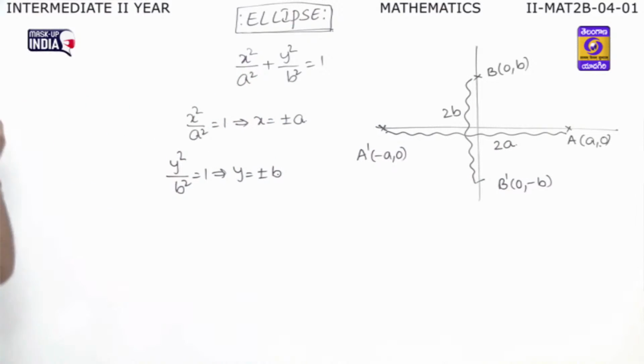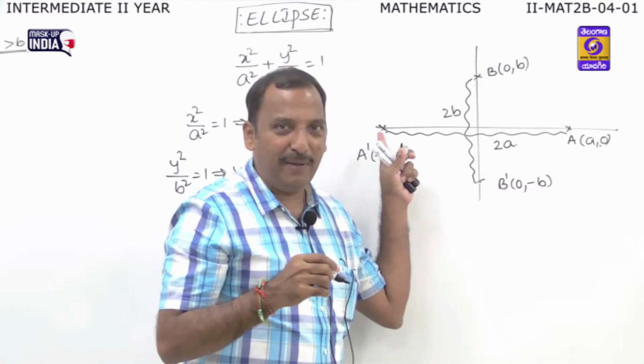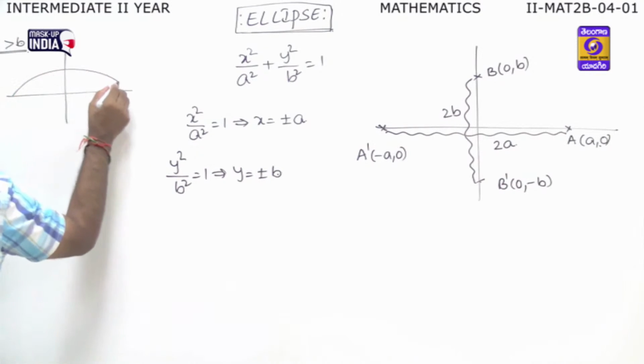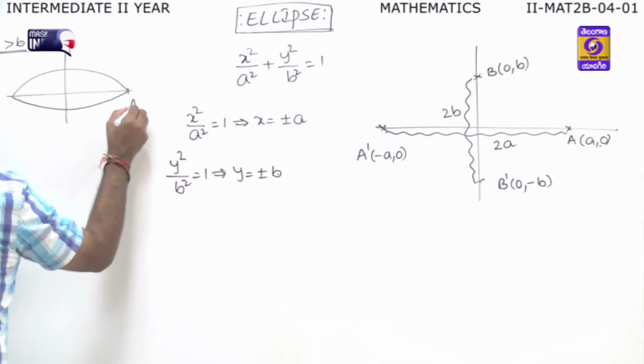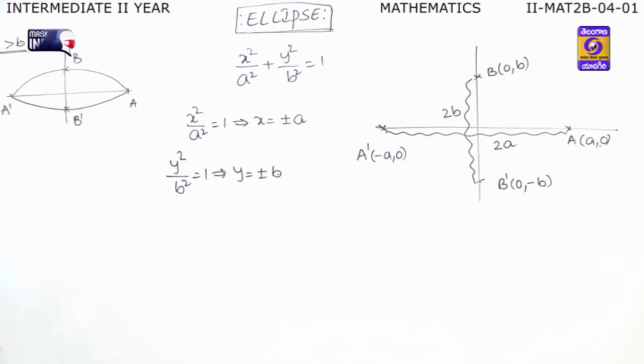Okay, now case 1. Suppose A is greater than B. If A is greater than B, then AA dash is greater than BB dash, this is 2a, this is 2b. Then see, the ellipse looks like this. This is A dash, A, B and B dash. That means AA dash is greater than BB dash. This ellipse is called a horizontal ellipse. That is the name of the horizontal ellipse.